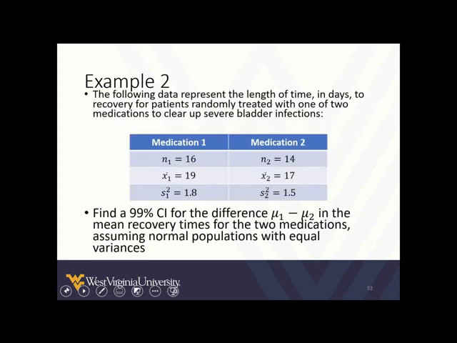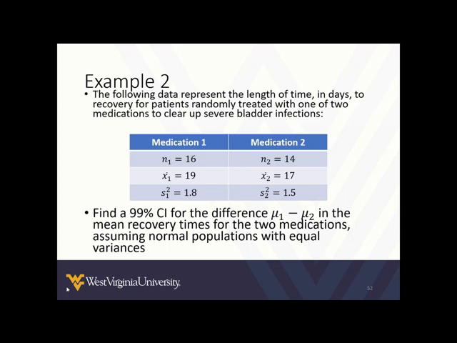Now let's take a look at example 2. The following data represents the length of time in days to recovery for patients randomly treated for one of 2 medications to clear up severe bladder infections. For medication 1, we were given a sample size, sample mean, and sample variance of 16, 19, and 1.8 respectively. And for medication 2, we were given once again, sample size, sample mean, and sample variance of 14, 17, and 1.5 respectively. We want to find a 99% confidence interval for the difference, mu1 minus mu2, in the mean recovery times for the 2 medications.